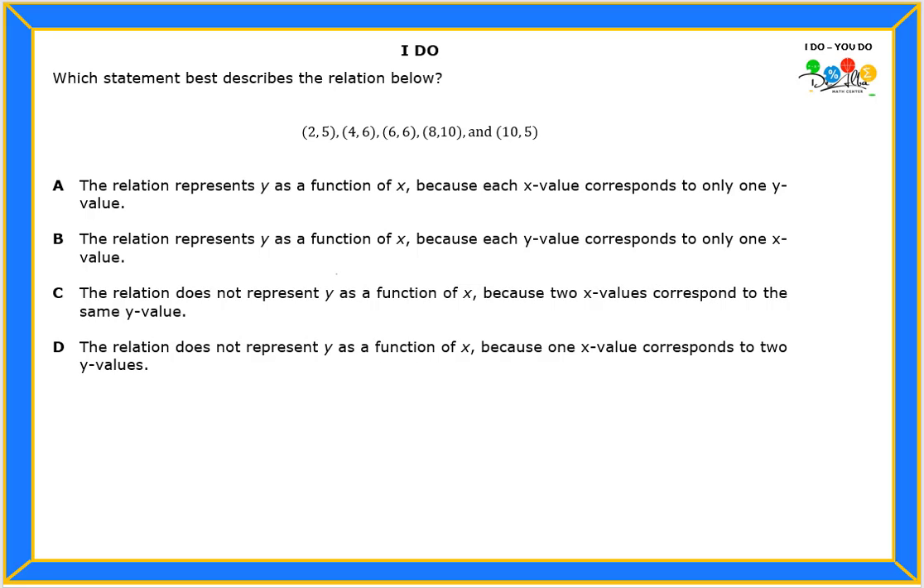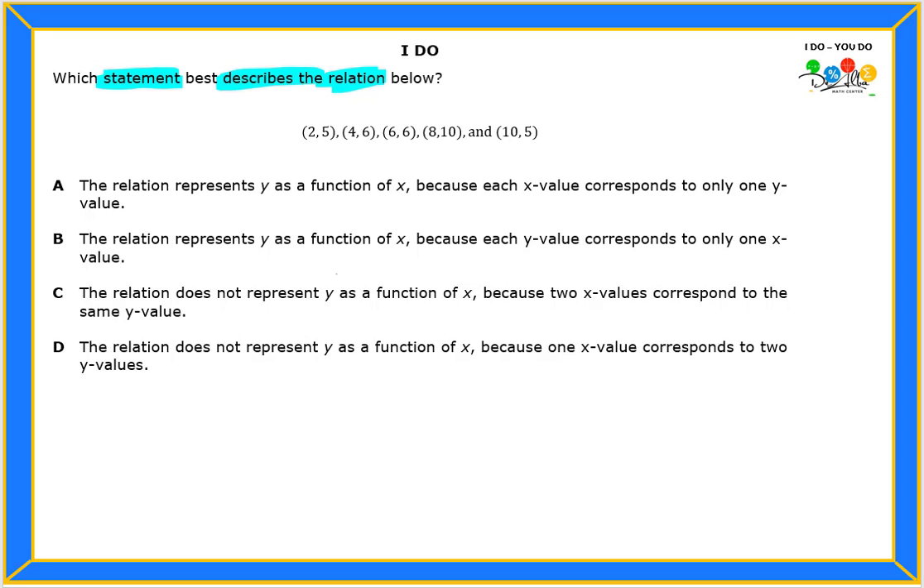And it says, which statement best describes the relation below? So we have to find which one of the statements below best describes my relation. Now notice how right now they're not telling you whether it's a function or not. They just say it's a relation. Because if you remember, a relation, as long as you have an x and a y value, it's a relation. Okay, and every ordered pair that I have here has an x and a y value.